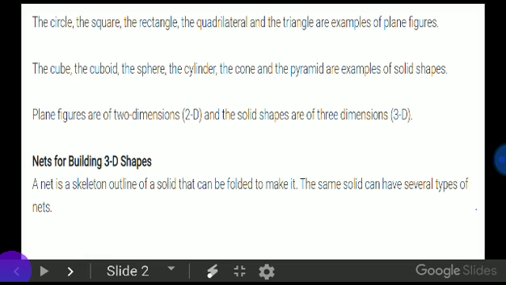Now what is a net for building 3D shapes? A net is a skeleton outline of a solid that can be folded to make it. The same solid can have several types of nets.